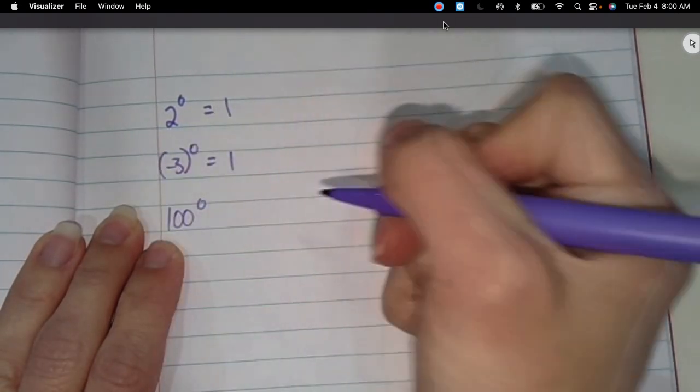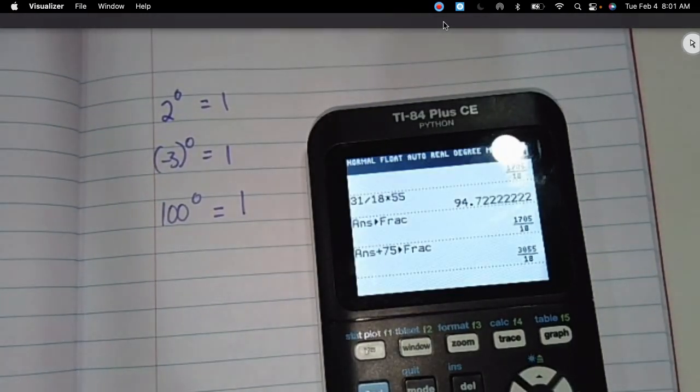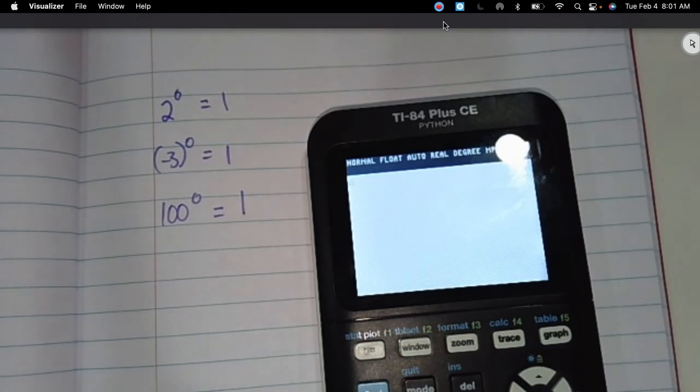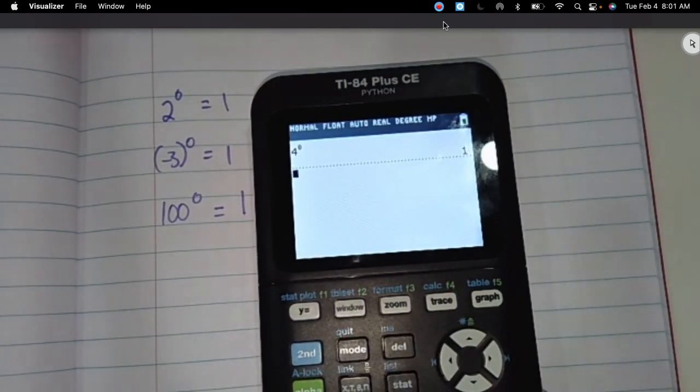100 to the 0 power, guess what it is? 1. Okay, anything to the 0 power is 1. If you don't know that, say you forget, you don't need to forget, that's rule 1. You can just type this in your calculator. Watch. 4 to the 0 power, and I'll show you how I did that in just a second. Guess what it is? It's 1.